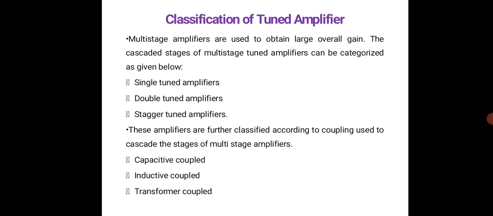The cascaded stages of a multi-stage tuned amplifier can be categorized as single tuned, double tuned, and stagger tuned. Similarly, these amplifiers are further classified according to the coupling we use: either capacitively coupled, inductively coupled, or transformer coupled.